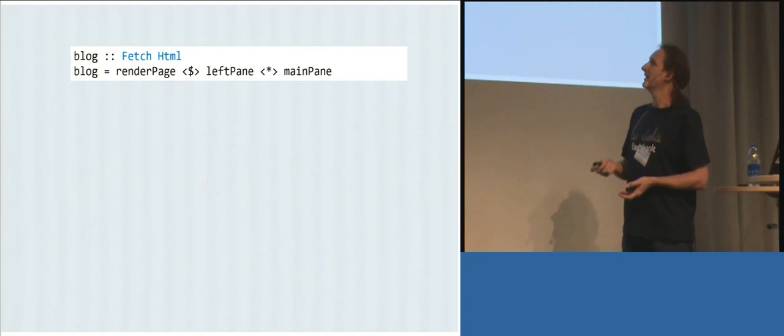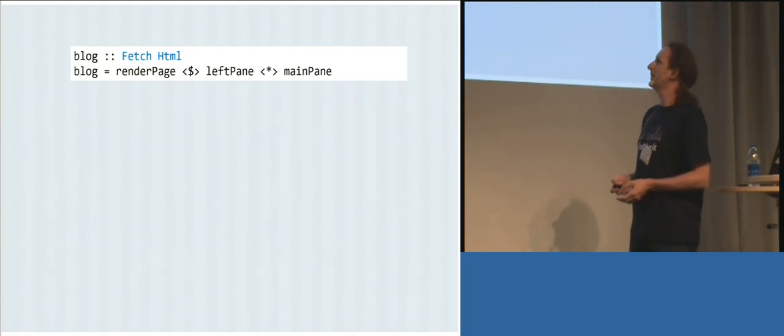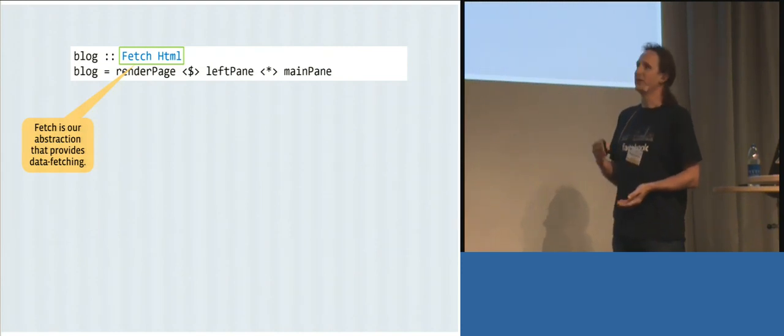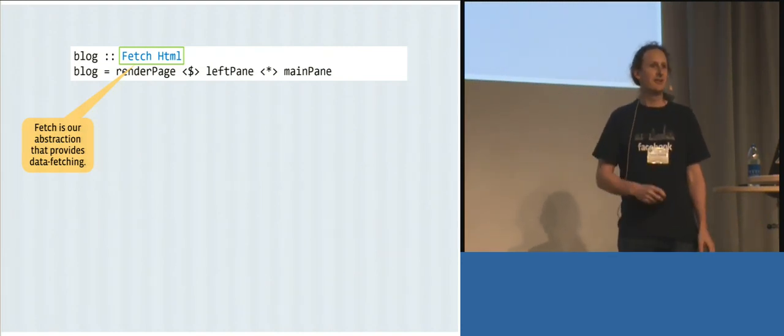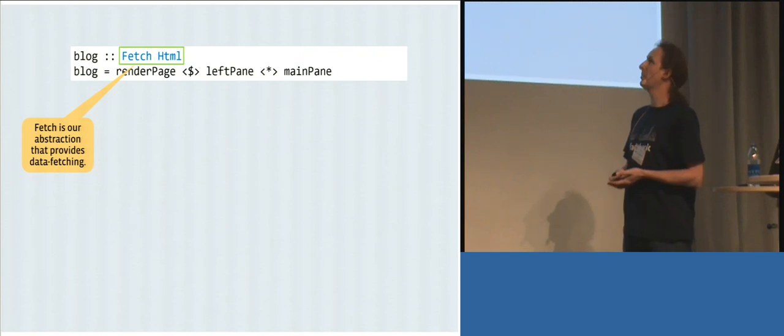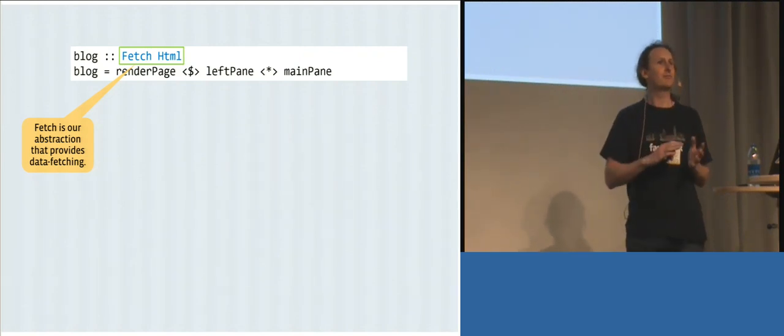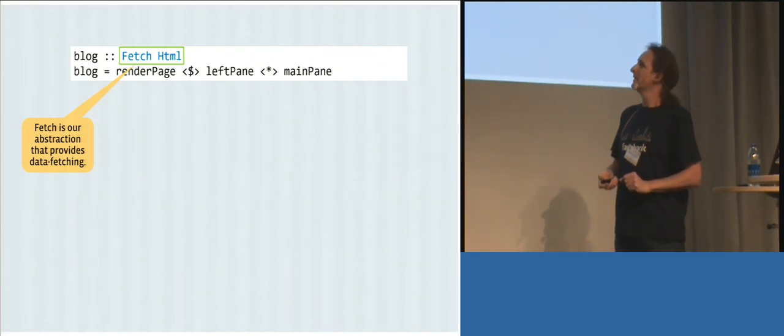So the topmost function in the code is this blog function. So blog, you can see, returns some HTML, and it returns some HTML in a monad called fetch. So fetch is the abstraction I'm describing here. Fetch lets you do some data fetching, and its implementation will provide concurrency.